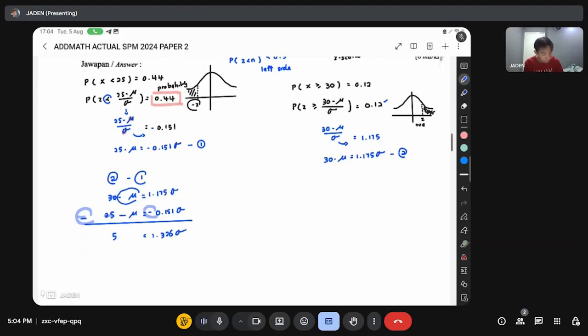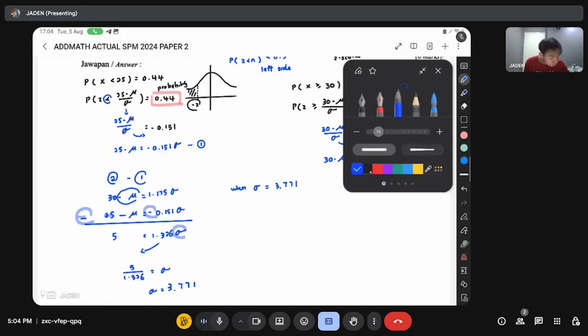Now you get this equation. If you want to get your standard deviation, you just have to move this to the left. So 5 divided by 1.326 equals the standard deviation, which is 3.771. When the standard deviation is 3.771, you want to replace this into either equation 1 or 2. Let's just do equation 2.